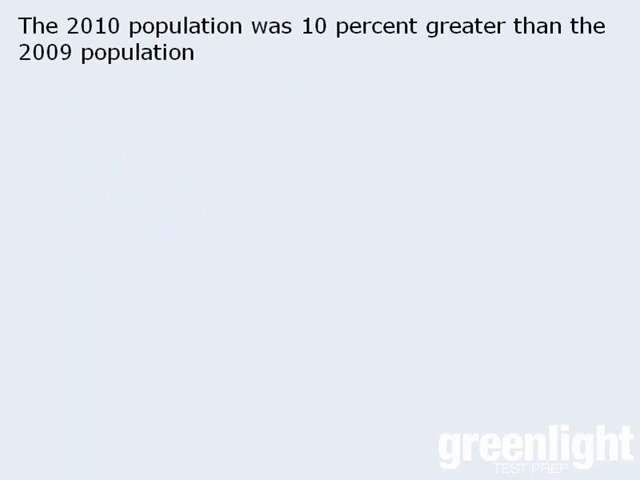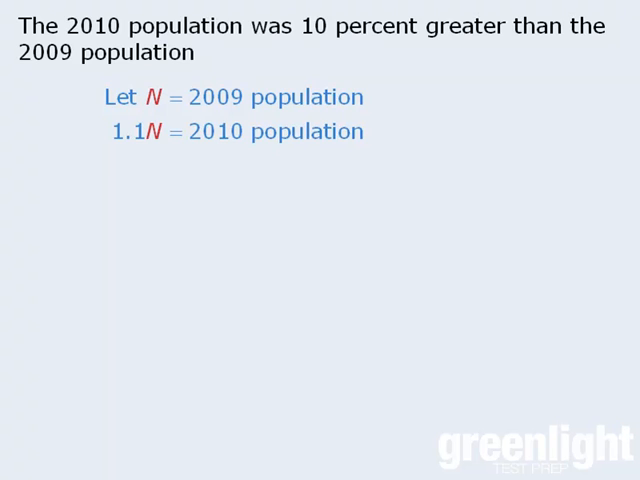Now in this next example, we are told that the 2010 population was 10% greater than the 2009 population. Since the 2009 population is smaller, let's first let n represent this population. Now if the 2010 population is 10% greater, then we can let 1.1 times n represent the 2010 population.